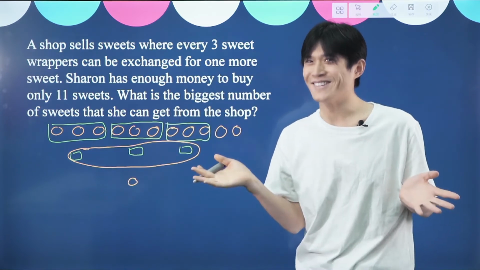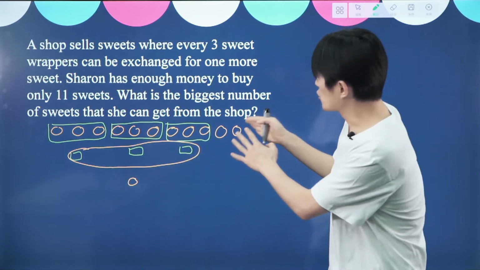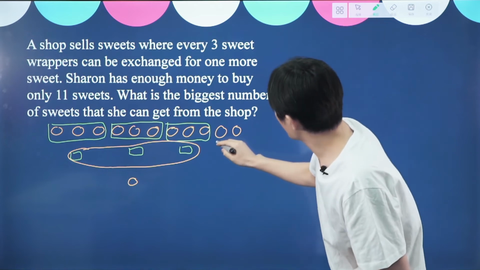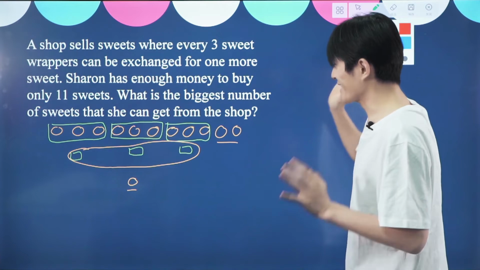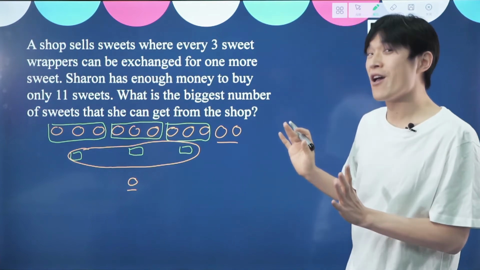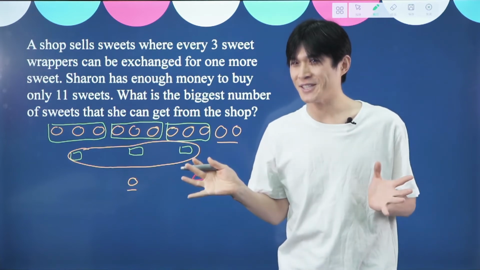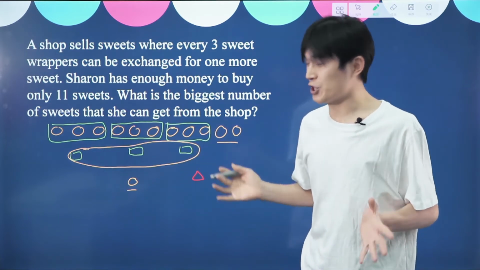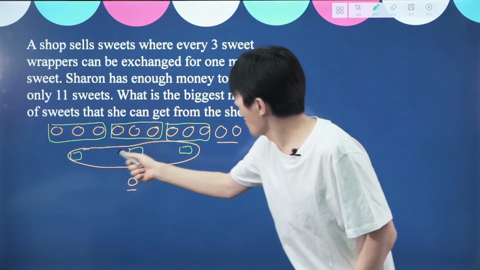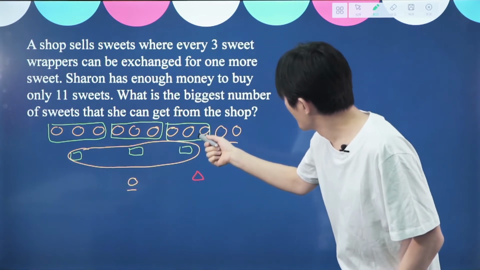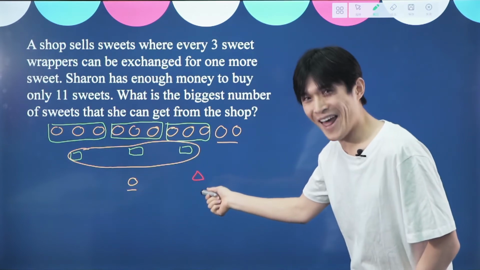Is it over? Not yet. Don't forget, there were 2 more sweet wrappers. So we have those 2 and 1 sweet wrappers. And together, we can exchange for 1 more sweet. So now you can count how many sweets there are in total. 11 and then 12, 13, and 14. And then we have 1 more. And then lastly, 1 more.